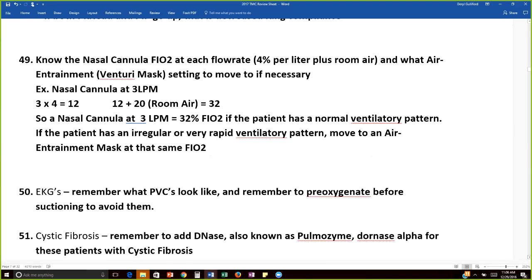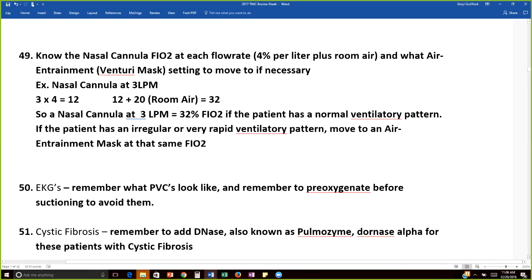Now, if they have a rapid or irregular ventilatory pattern, then you would move to an air entrainment mask, and that's terminology, okay? Air entrainment mask. At the hospital, you might call it a Venturi mask, but it's an air entrainment mask for the test. Then you would move them to that same FiO2 on the air entrainment mask. 4% per liter.